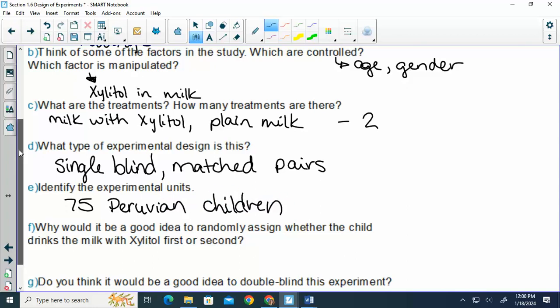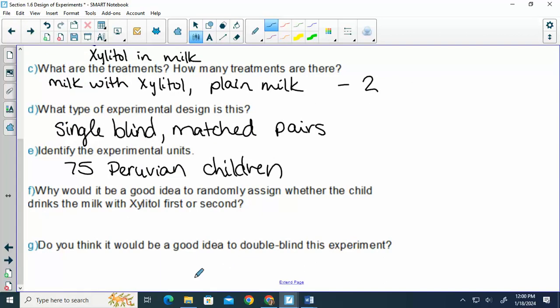Why would it be a good idea to randomly assign whether the child drinks the milk with the xylitol first or second? So, why would it be a good idea to mix it up? Instead of everyone getting the xylitol milk first and the regular milk second. Why would I want to mix them up? It could affect what they think of the other one. Definitely. If you are really, really thirsty, which one's going to taste better? The first drink of milk or the second drink of milk? The first one. Alright, so we need to consider that.